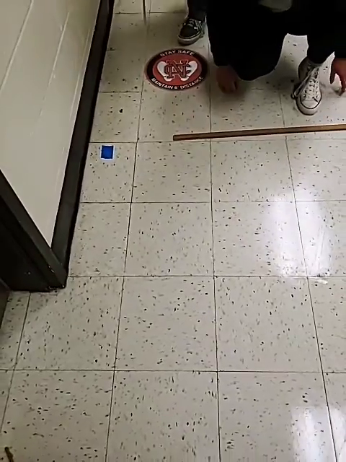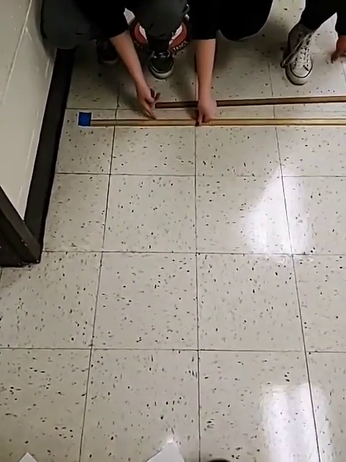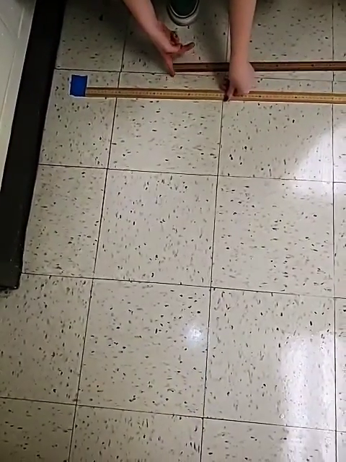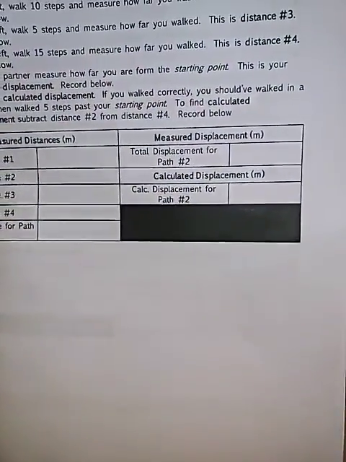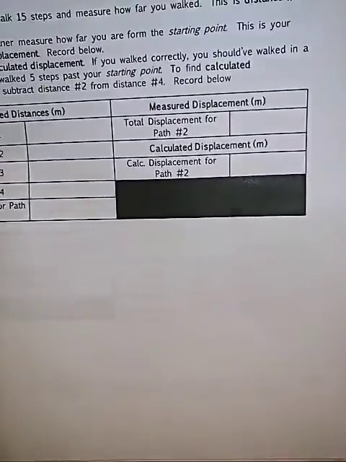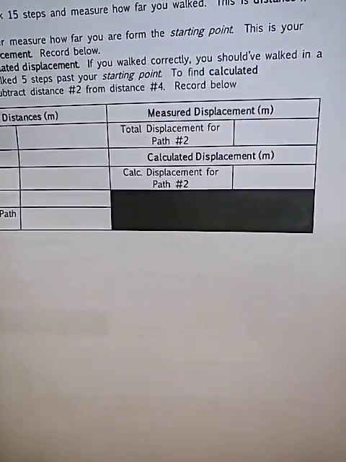All right, we're good. Flip it over, and then it's 25 centimeters. So the total displacement for path number 2 would be 2.25 meters.